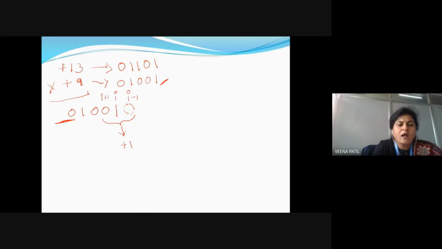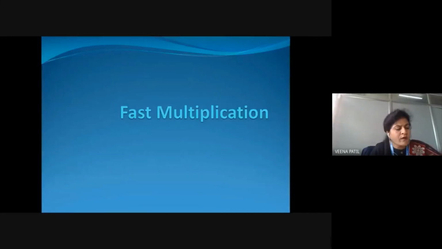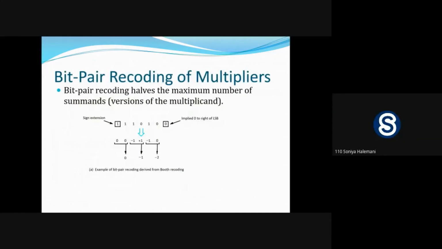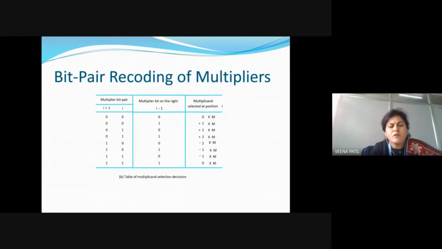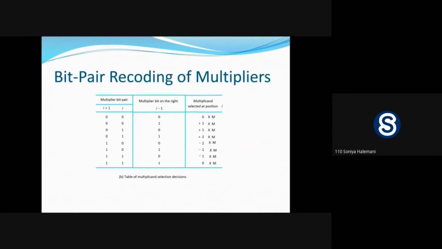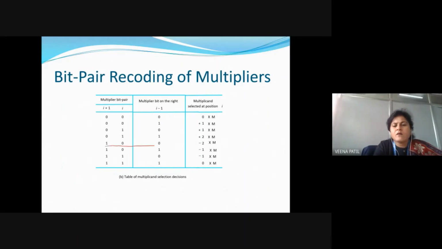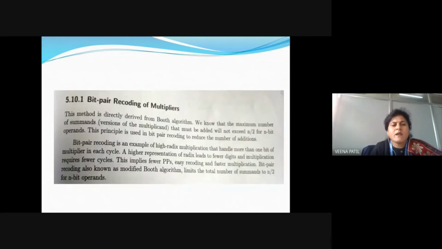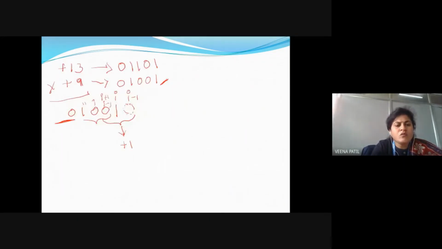Now, I will take the next 3 bits. So this will be my I, this will be I minus 1, and this will be I plus 1. 0, 0. So for 100, let's see what is there in the 100. It is minus 2. So write here as minus 2.